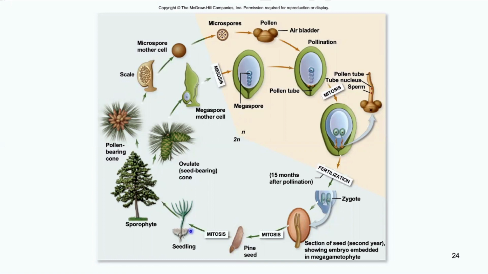So in the gymnosperms, the female gametophyte, just like in our seedless vascular plants, just like in our bryophytes, that new sporophyte is nourished by the gametophyte tissue. Here's some pictures to show you what that looks like in micrographs.